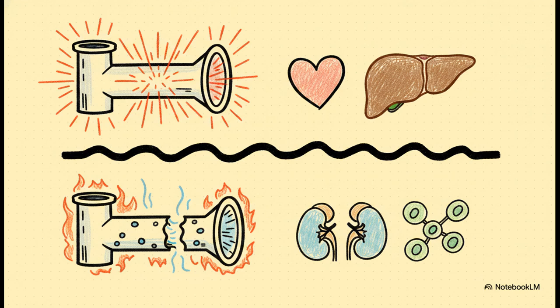But if the SAAG is lower, so less than 1.1, the high pressure isn't the main problem. A low score means you need to hunt for entirely different mechanisms. Think nephrotic syndrome, tuberculosis, or peritoneal carcinomatosis, where the fluid is leaking due to inflammation or low oncotic pressure. Remember, 1.1 is your magic dividing line.